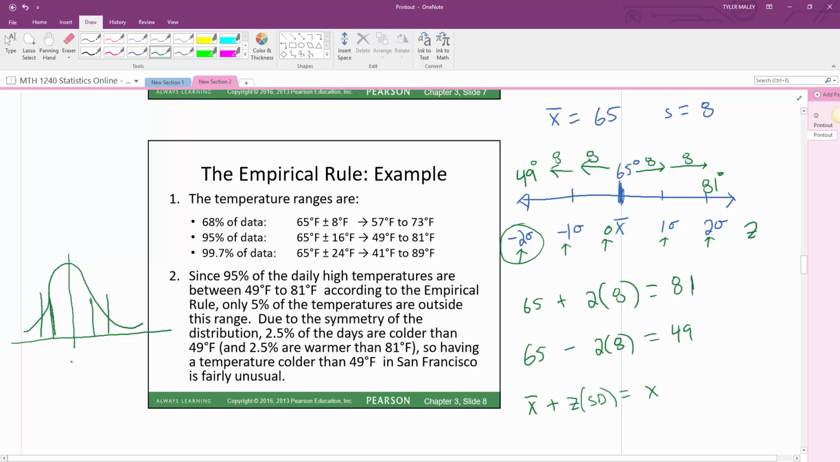Right, so here's my mean of 65 degrees. Here's 1 standard deviation, here's 2 standard deviations away. Here's 1 standard deviation away, and here's 2. So what we found is we looked at the area in between, or what we're talking about is the area that's 2 standard deviations out. So all this yellow, this represents 95% of my data.